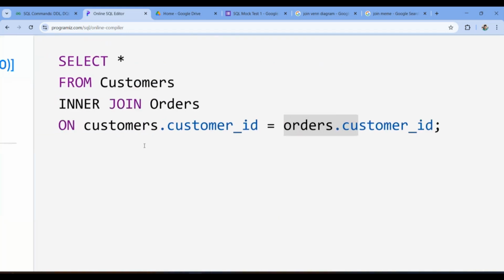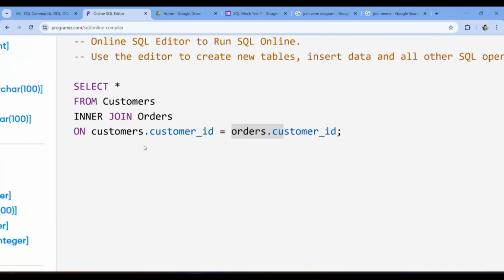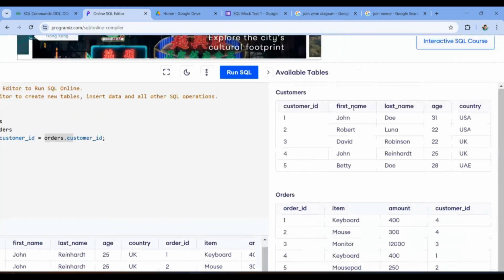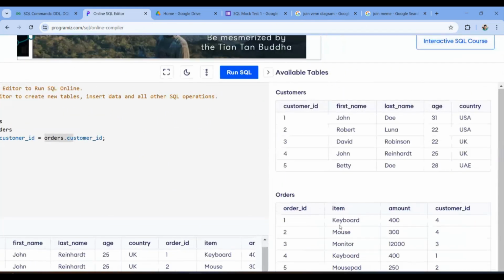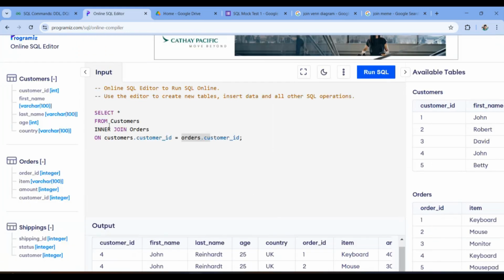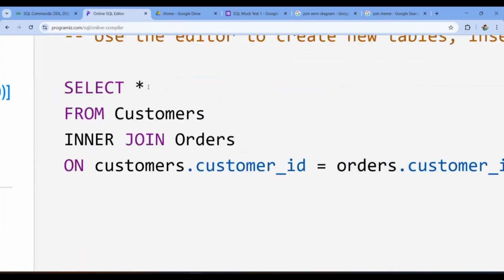Now this is fine. But what if I only want to select, let's say, first name, last name, and item from my orders, right? Where should I change that? Inside your select, because now you are saying star. That means select everything from both the tables. I don't want to do this. I want to select first name.